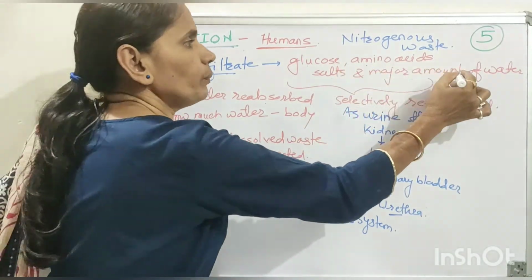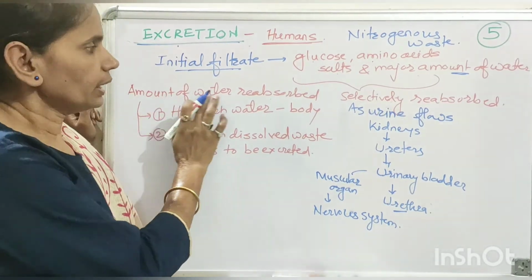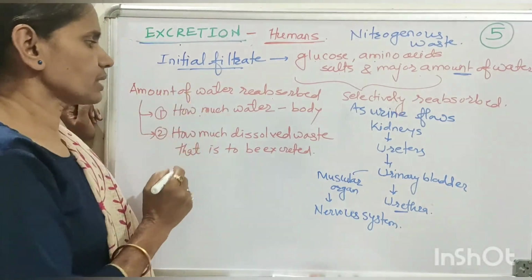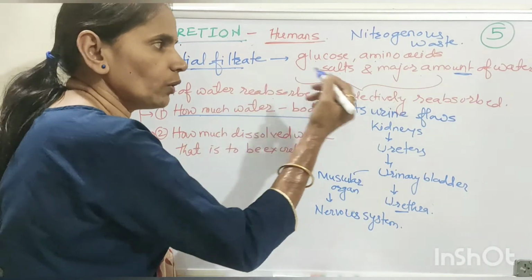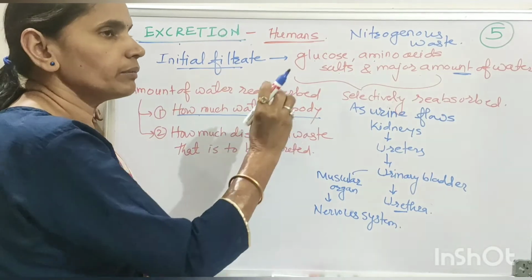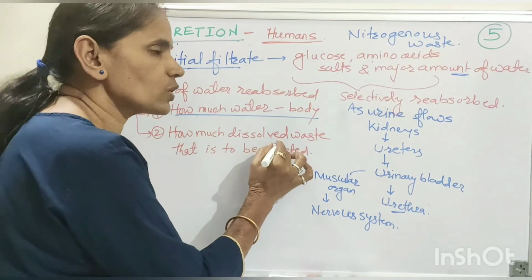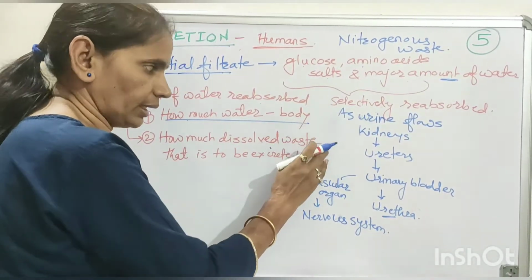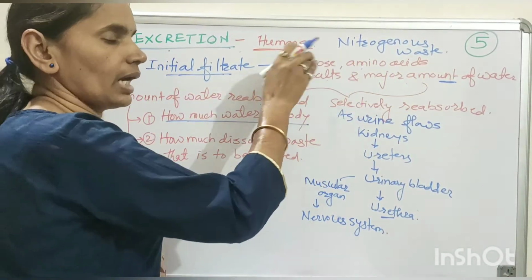Now the major component that is to be reabsorbed is water. The amount of water reabsorbed depends on two major criteria. The first one is how much water content is there in the body. The amount of water reabsorbed will be higher if it is present in lower quantity. Another factor is how much dissolved waste product is to be excreted. These two factors decide the amount of water that is to be reabsorbed.